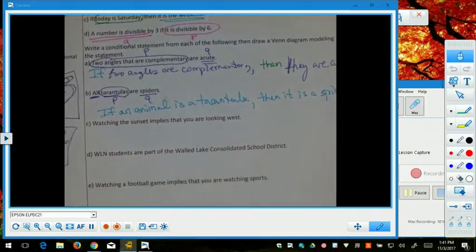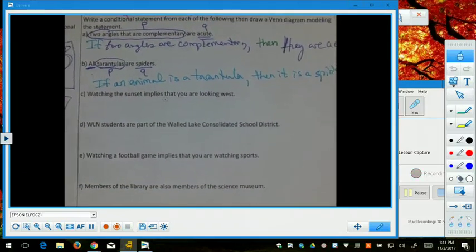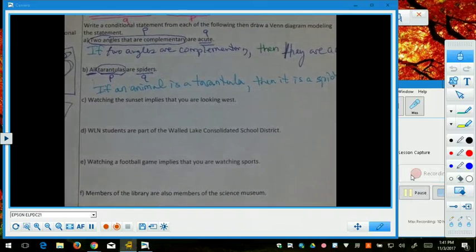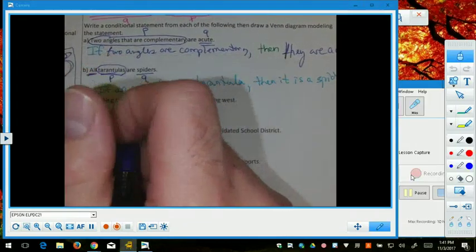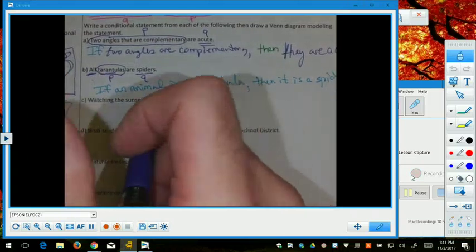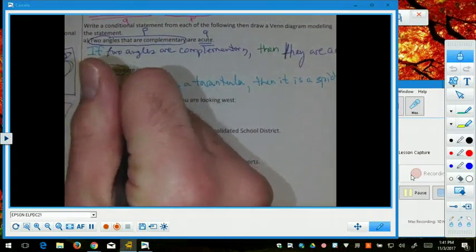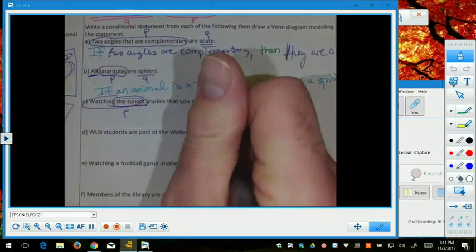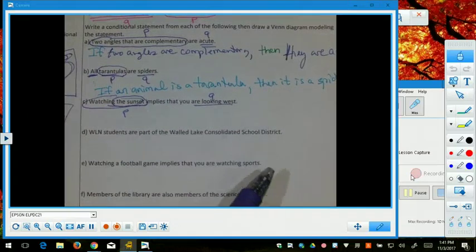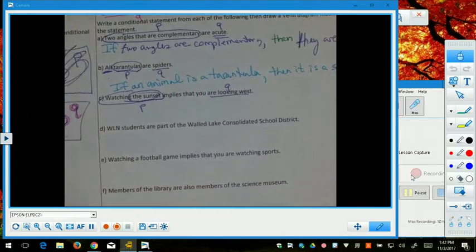See if you can pause the video for a minute and just try to identify the subgroup and the larger group for the next several statements. Letter C is a little tougher because, well, which one's a subgroup? If you're looking at the sunset, then you're looking a specific direction. If you're looking west, you're looking a specific direction. So it turns out that watching the sunset is our hypothesis. The conclusion is looking west. And I'm going to talk to you about some structures based on this in a second, so we can tell what P and Q is in a weird case like this.